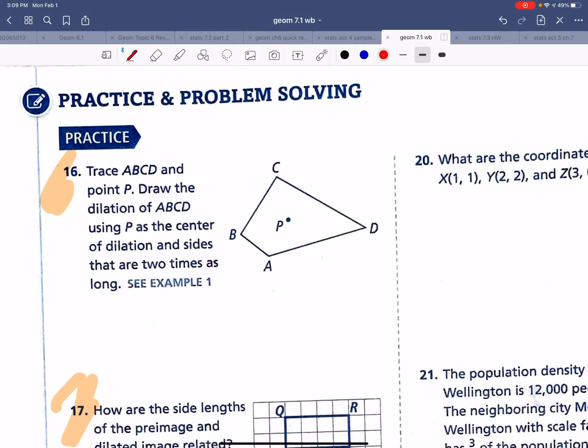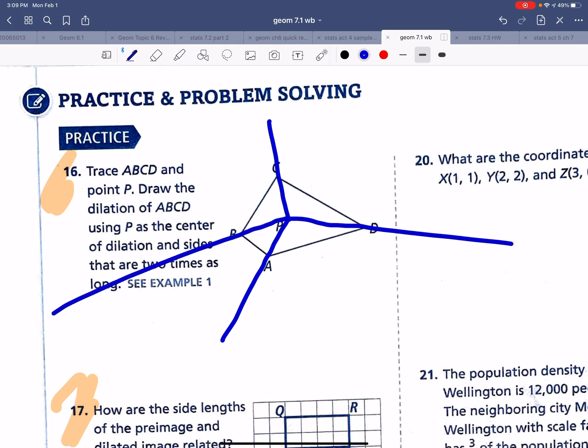Method 1 states, step 1, we connect the lines, right? So my center of dilation P, I'm going to draw my rays through the 4 vertexes. And it says trace A, B, C, D and point P. Draw the dilation of ABC using point P as the center. Actually, I've done that. Sides that are 2 times as long.